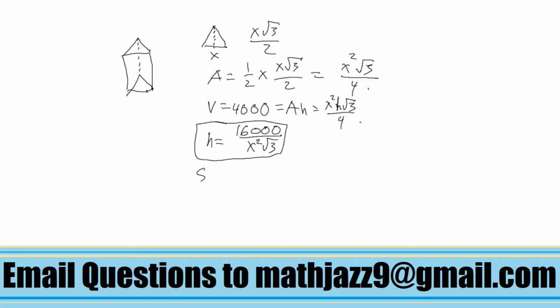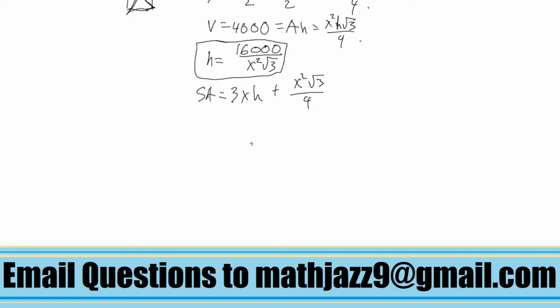We know the surface area is equal to, there are 3 sides that are x wide and h tall, plus there's a base, which we already computed is x squared root 3 over 4. There's no h here. That's where we were getting weirdness. So the area of the bottom does not have an h in it, so I don't have to multiply by h later. Okay, that's great.